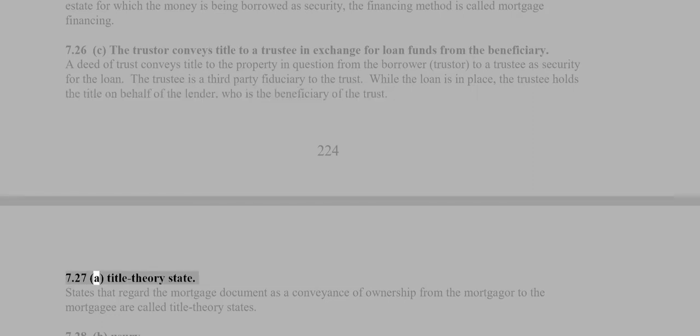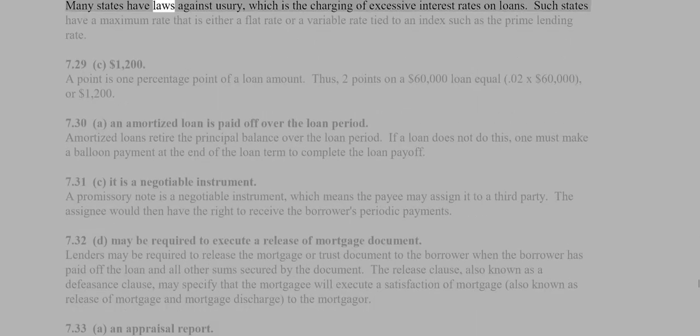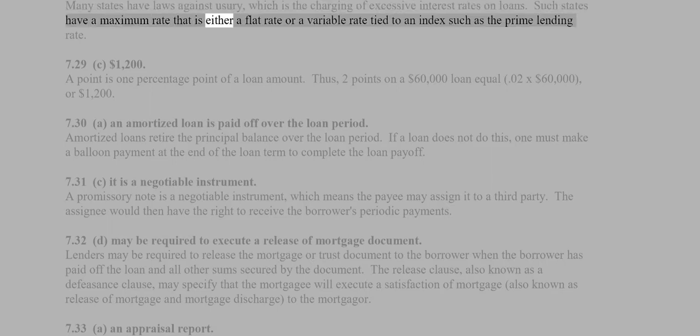7.27 a. Title theory state. States that regard the mortgage document as a conveyance of ownership from the mortgagor to the mortgagee are called title theory states. 7.28 b. Usury. Many states have laws against usury, which is the charging of excessive interest rates on loans. Such states have a maximum rate that is either a flat rate or a variable rate tied to an index such as the prime lending rate.